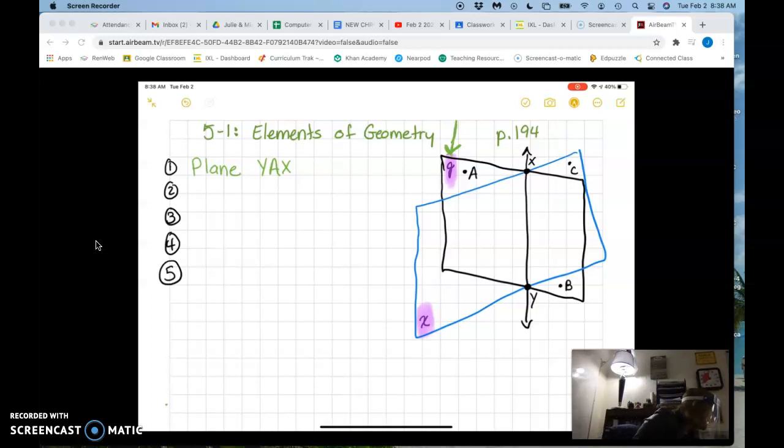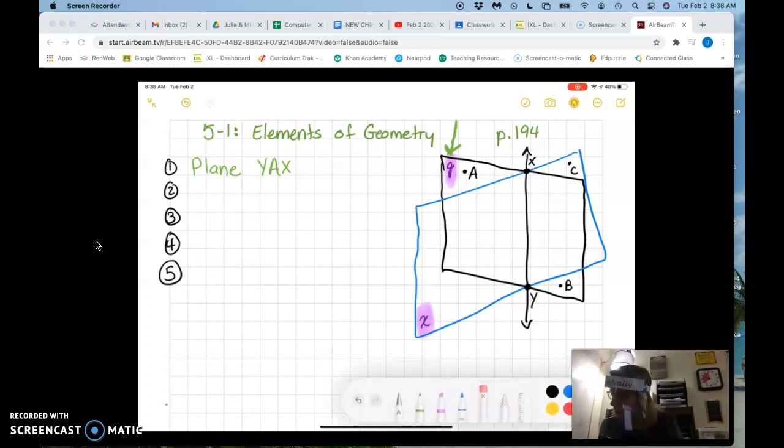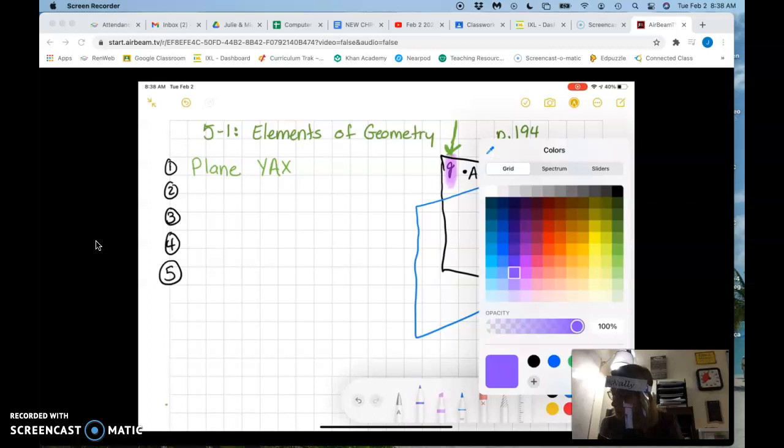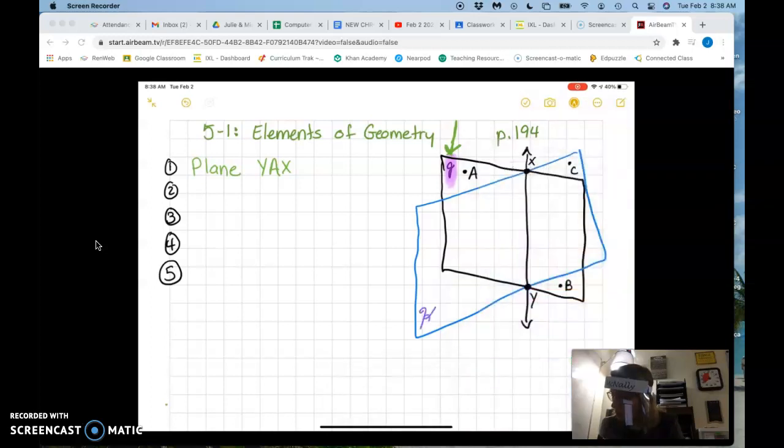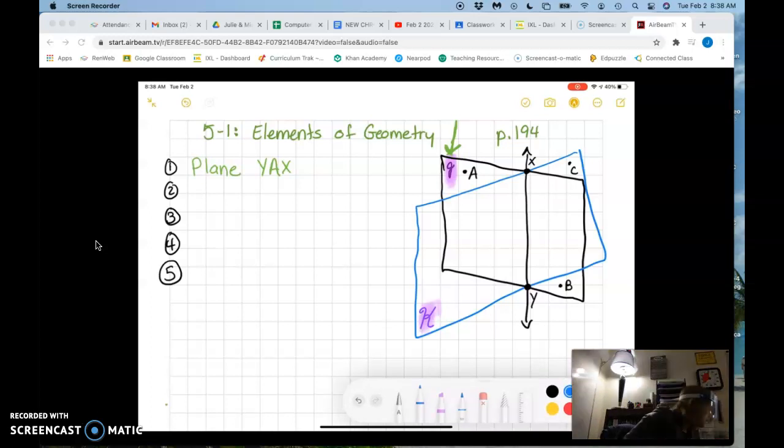Okay. Number 2, name the intersection of planes J and, is that a K? I put an X. Hold on, let me fix that. Apparently it is a K. I thought it was an X, but K and X look similar, so it doesn't matter. I forgot the question. Name the intersection of planes J and K.